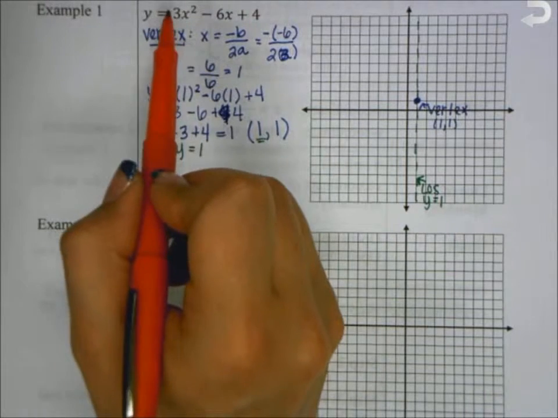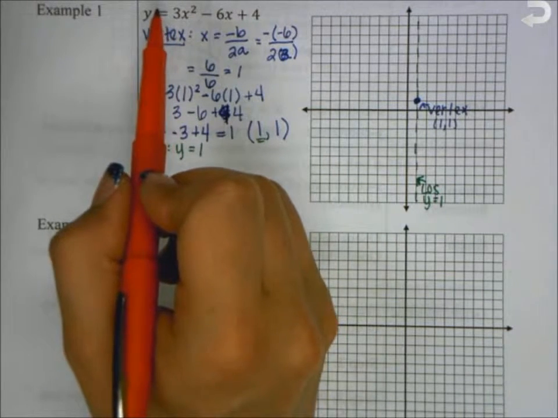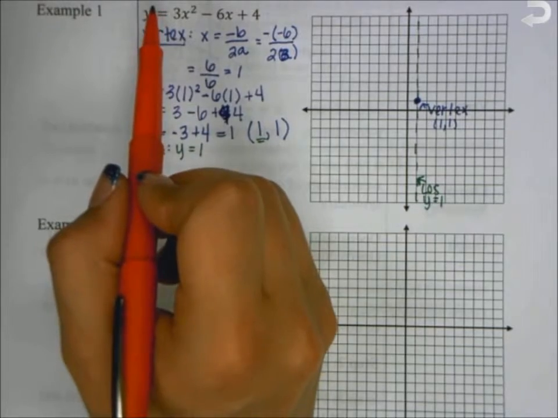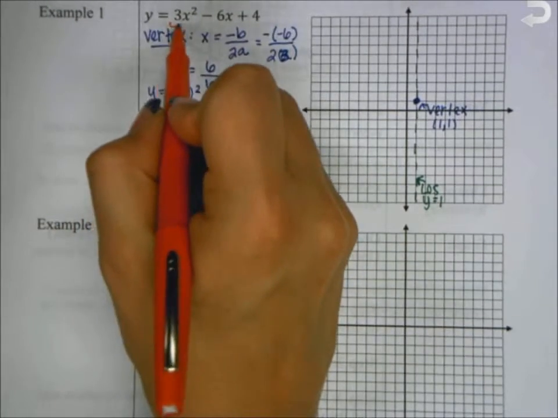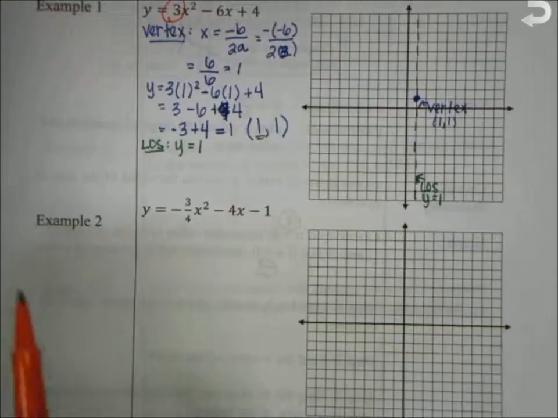Up. Why do you say up? Because we have a positive 3 here. Remember, we look at the A term, and if it's positive, our parabola opens up.